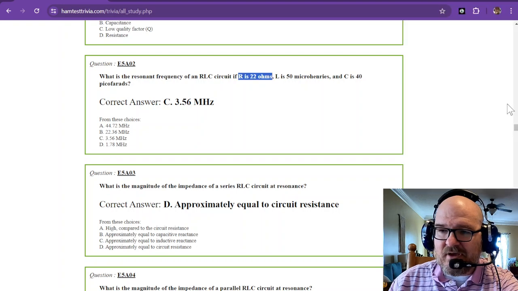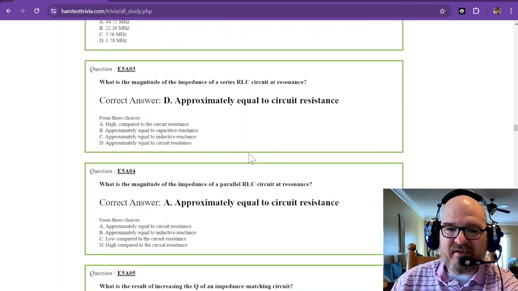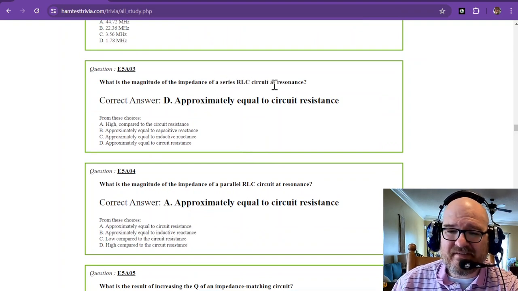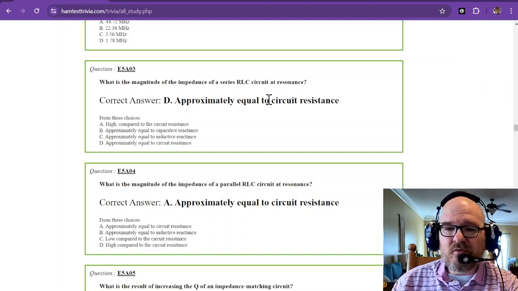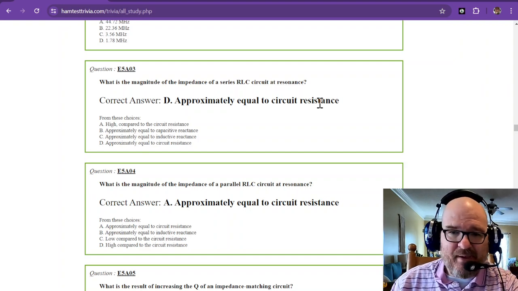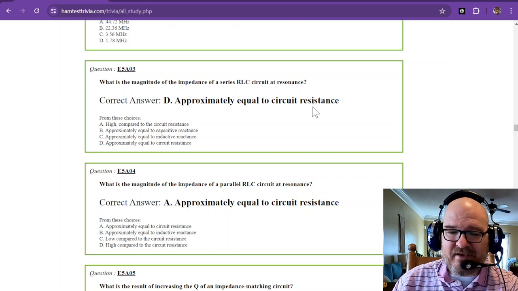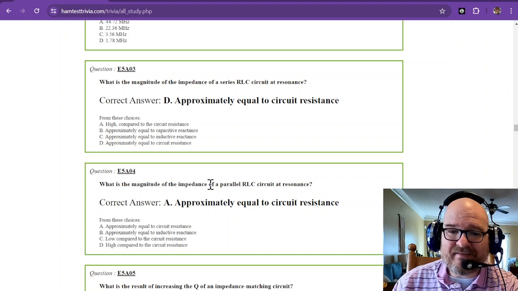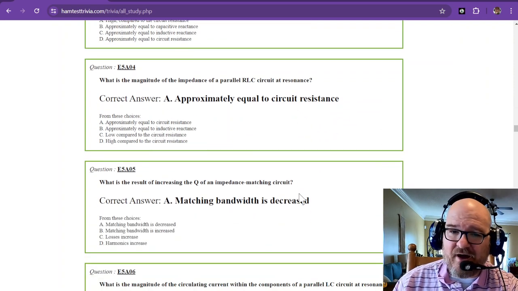Scrolling down, I'm going to minimize the calculator for just a minute. What is the magnitude of the impedance of a series RLC circuit at resonance? That's going to be approximately equal to the circuit resistance. That's just one of those you've got to remember. And guess what? It's going to be exactly the same for a parallel RLC circuit. So the very next question, what is the magnitude of the impedance of a parallel RLC circuit at resonance? That is approximately equal to the circuit resistance. There's some math to figure that out, but I don't think it's that important.